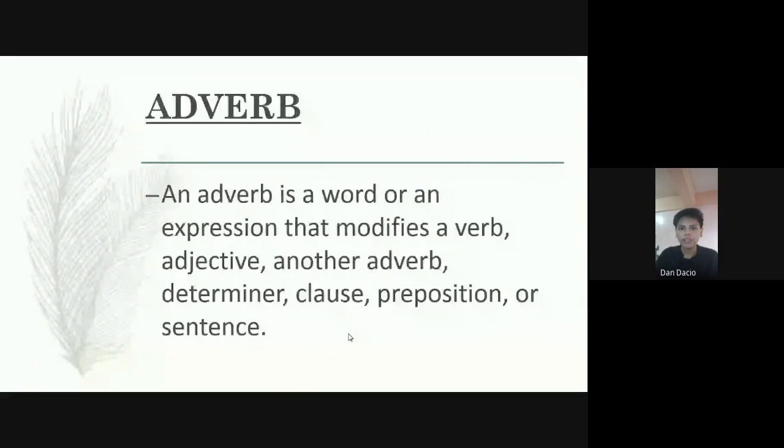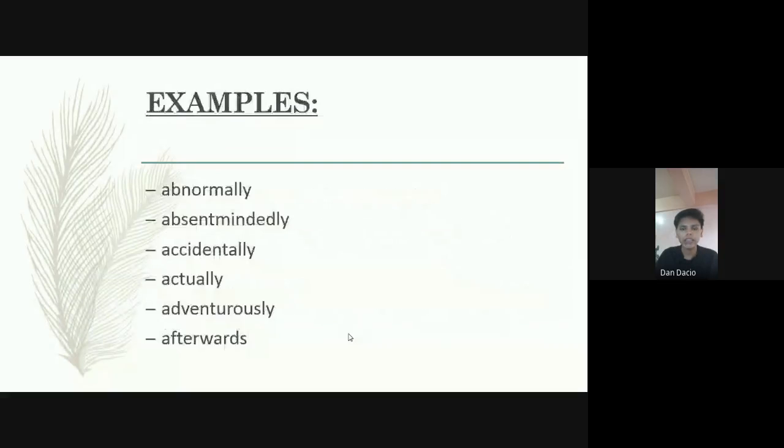Okay. Next is adverb. An adverb is a word or an expression that modifies a verb, adjective, another adverb, determiner, clause, preposition, or sentence. So for example, abnormally, absent-mindedly, accidentally, actually, adventurously, and afterwards. Okay, so these are the examples of adverb. So adverb usually ends with ly. It answers how the action is done.